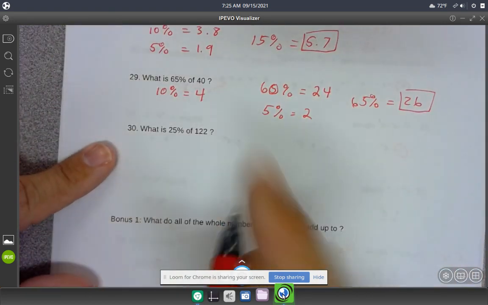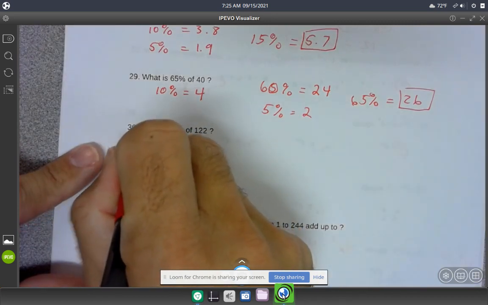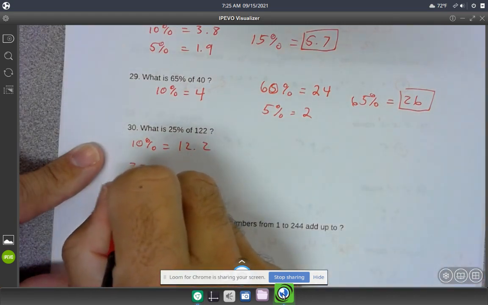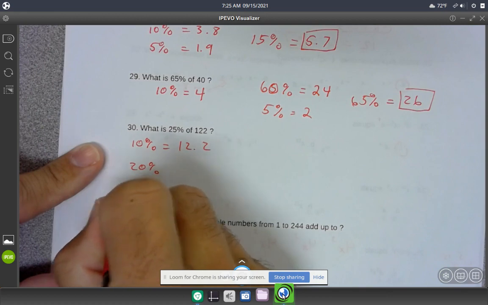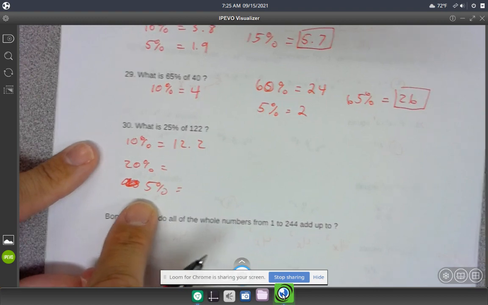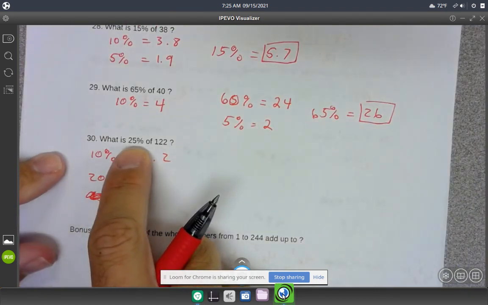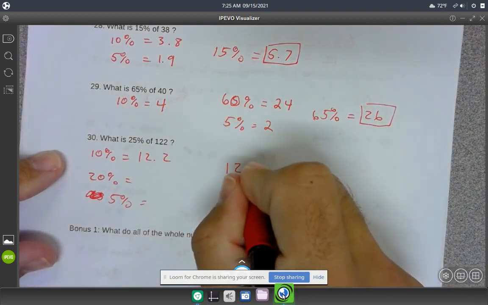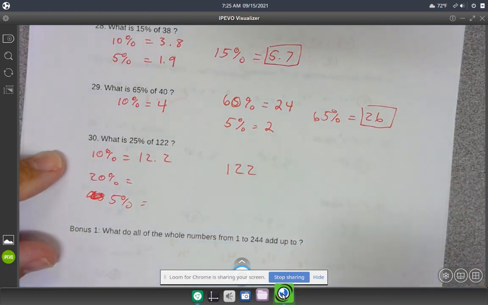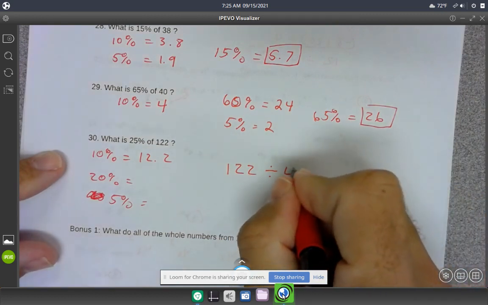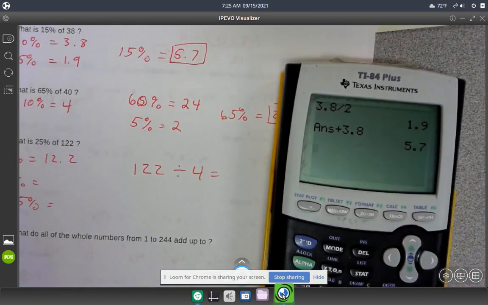So for 25%, you could work it out like this. 10% is 12.2. And then you could find 20% and 5%. If you want to work it out that way, that's totally fine. The fast way for finding 25% is to take this and just divide it by 4. Dividing by 4, or cutting something into fourths, is how you can also find 25% of something. So 122 divided by 4 is 30.5.